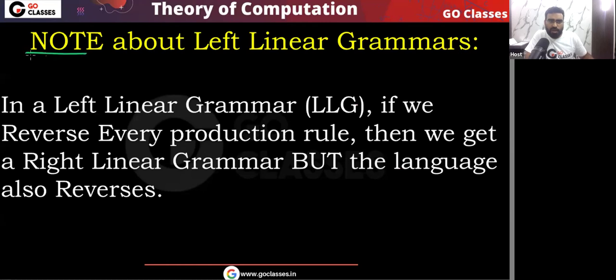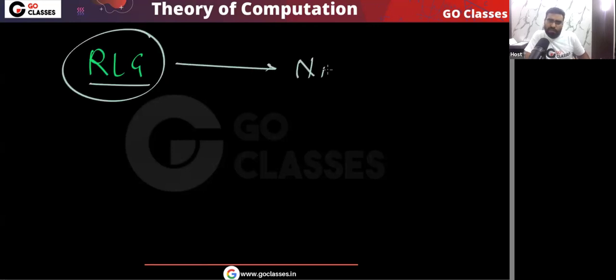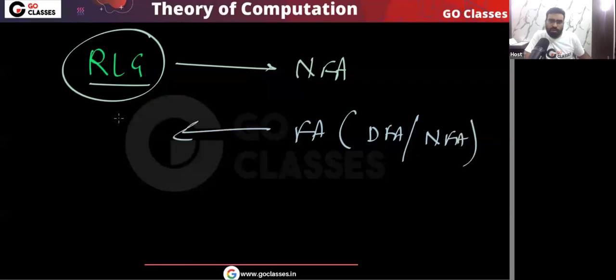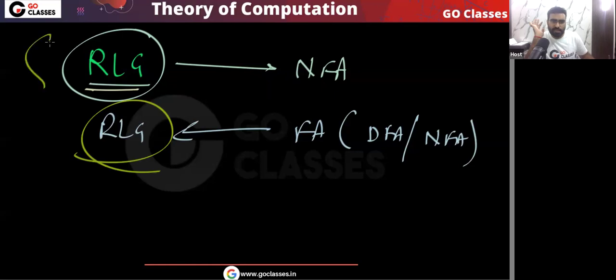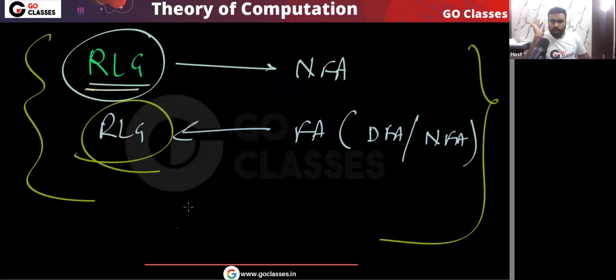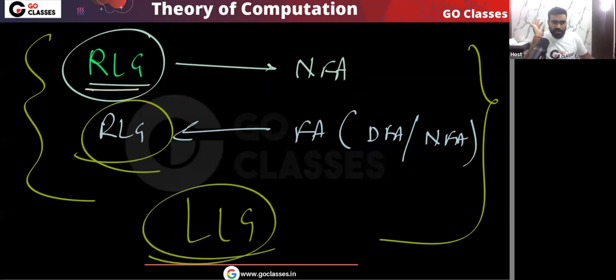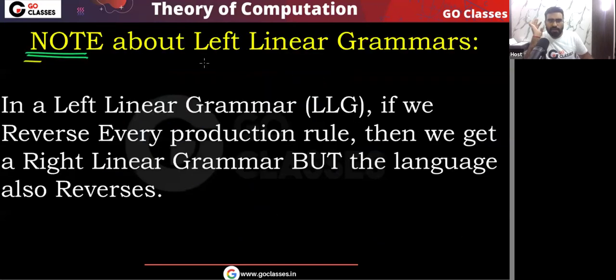Now let's see a note about left linear grammar. So far I have discussed right linear grammar. Did you notice how to convert right linear grammar to NFA, and how to convert finite automata, DFA or NFA, to right linear grammar? This is what we have seen so far. Do you agree? Our focus has been fully on right linear grammar. But what about left linear grammar? Let me tell you a note about left linear grammars.